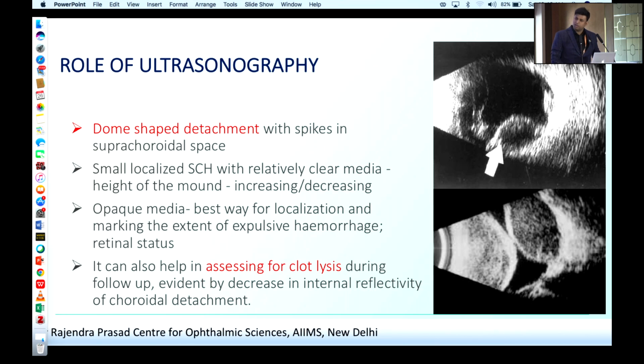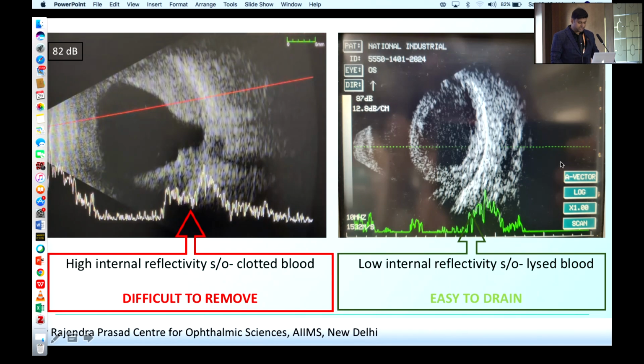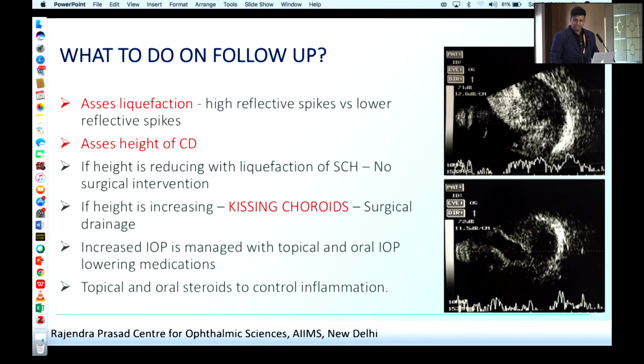Ultrasonography plays a very, very important role in diagnosing as well as follow-up of these patients. You see these dome-shaped detachments with spikes in the suprachoroidal space. If there is high internal reflectivity in the suprachoroidal space, it is suggestive of clotted blood, which will be difficult to remove. If there is low internal reflectivity in the suprachoroidal space, it is suggestive of lysed blood, which will be relatively easier to remove.